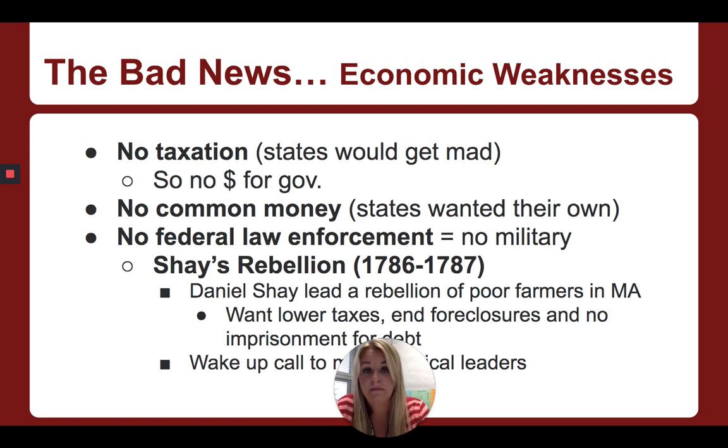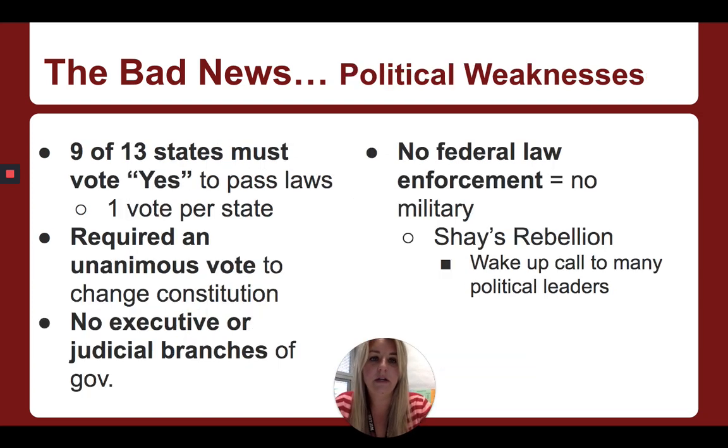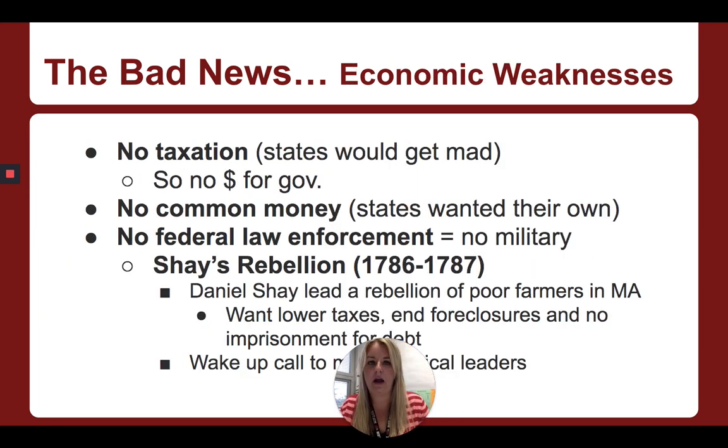More bad news. So this was all the political stuff, the stuff with the government itself. Now we're looking at economic problems with the Articles as they move into this time after the Revolution. No taxation. So there were no federal taxes, which as a taxpayer sounds awesome, except that also meant that our federal government had no money to pay back debts, no money to run programs to benefit the entire country.